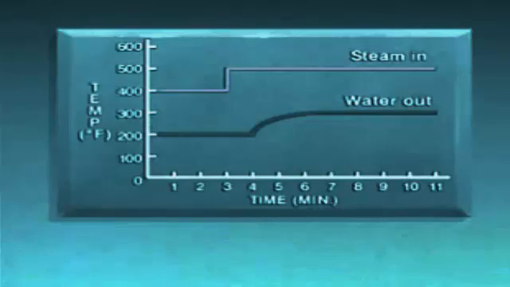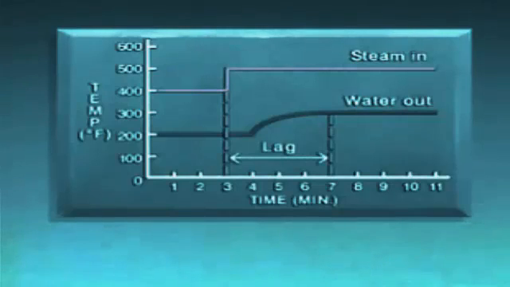Looking back at the graph, we see that after the time delay, the water temperature gradually rose to a new value of 300 degrees. The total amount of time that passed from when the steam temperature changed until the water temperature reached its maximum amount of change is called lag time, or lag. Lag is caused by the combined effects of dead time and other process characteristics, such as resistance and capacitance.